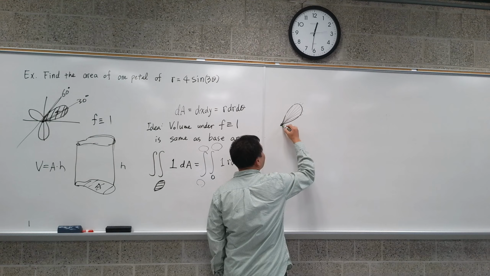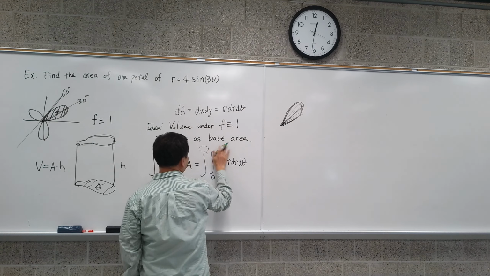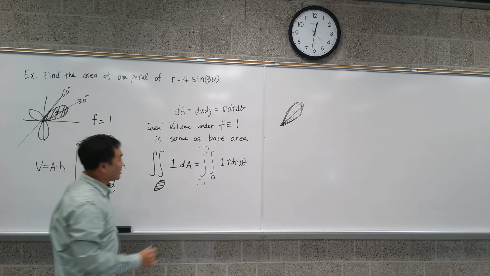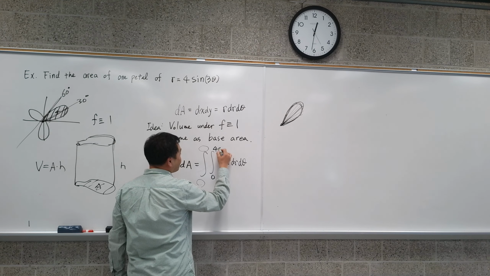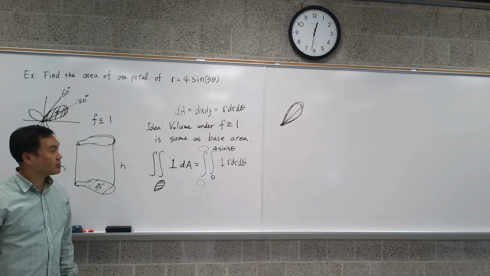But then you end at this curve. That's your ending boundary, right? So what should I write here? 4 sine 3 theta. Yeah, 4 sine 3 theta. That's what you need to put in, okay?